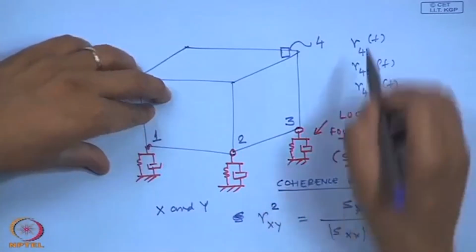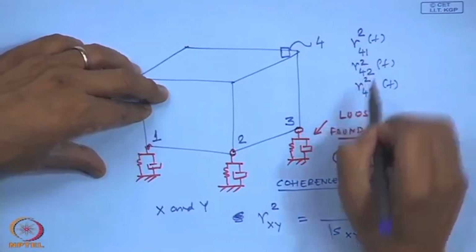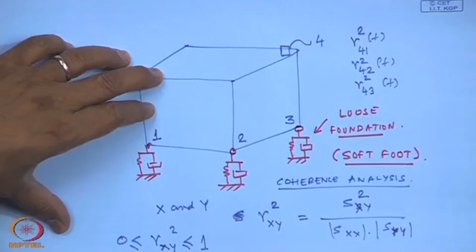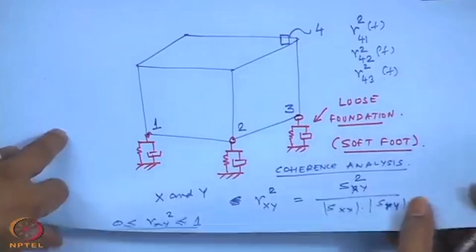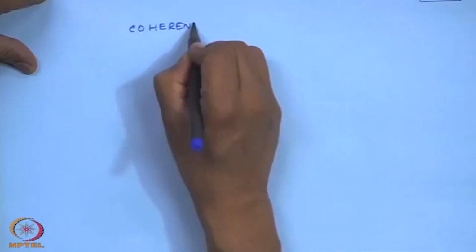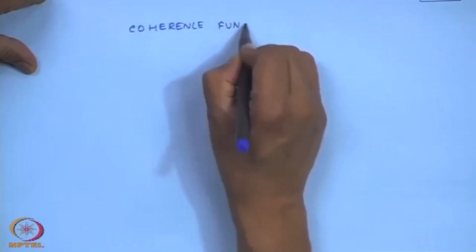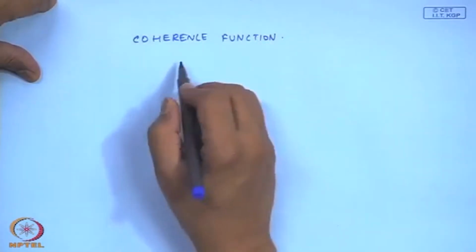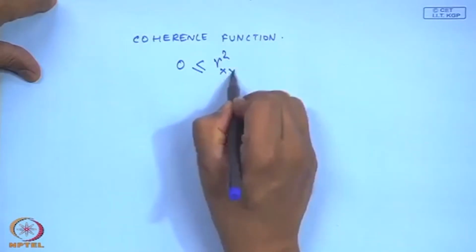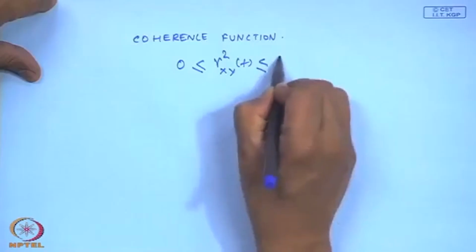Okay, and this is actually denoted with a square because of the square term, and the value of this is 0 ≤ γxy² ≤ 1, and this is known as the coherence function. So, the value of this is in the frequency domain, this is 1.